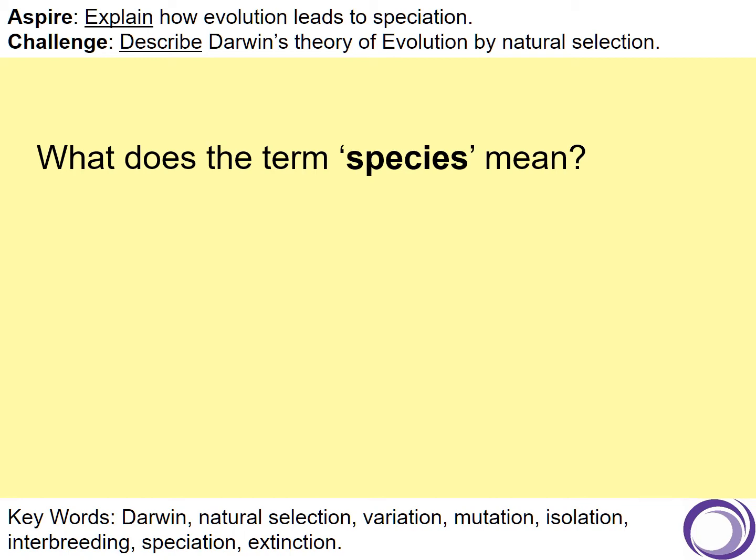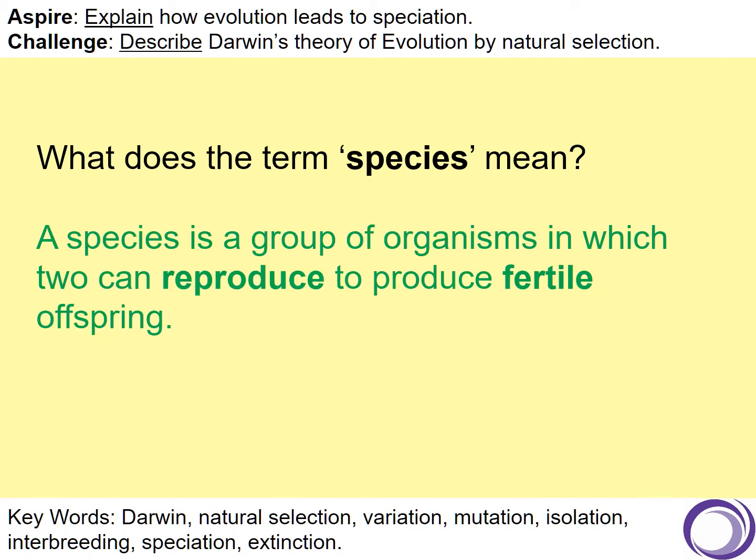Okay, time's up. What did you come up with? So the exact definition: a species is a group of organisms in which two can reproduce to produce fertile offspring. And the keywords that are in bold there are reproduce and fertile offspring. Just because two individuals from a population can reproduce, it doesn't mean they are from the same species unless the offspring produced are fertile, meaning they can go on to have offspring themselves.